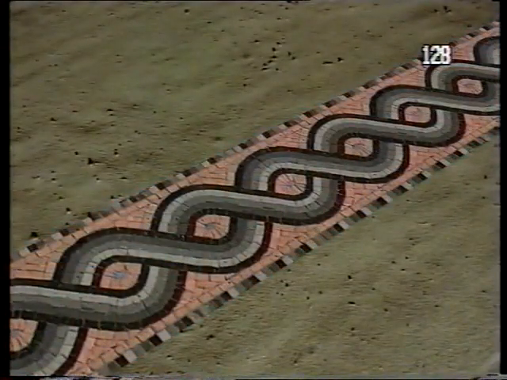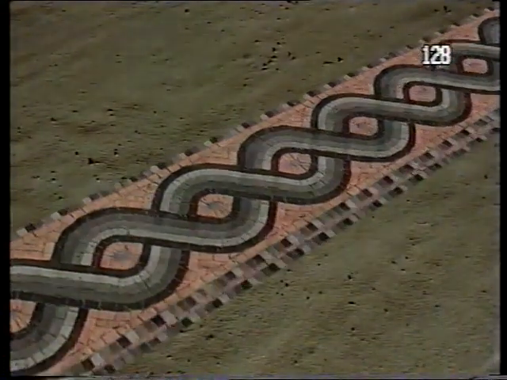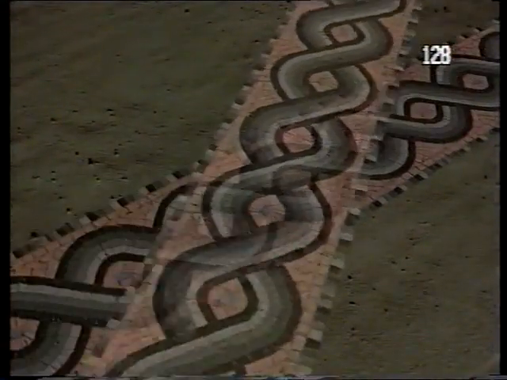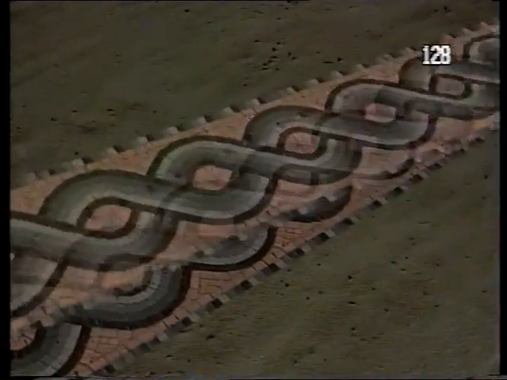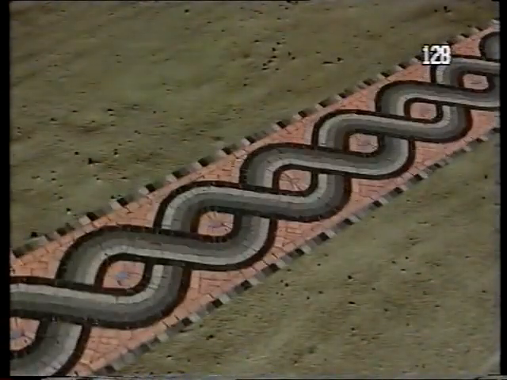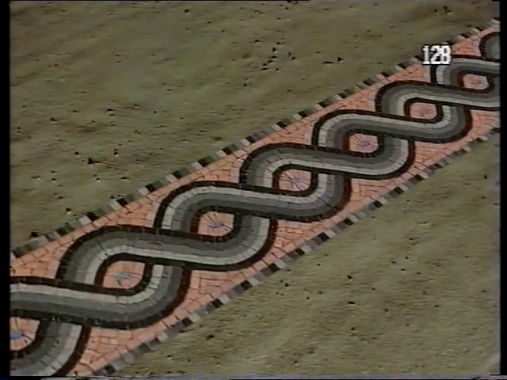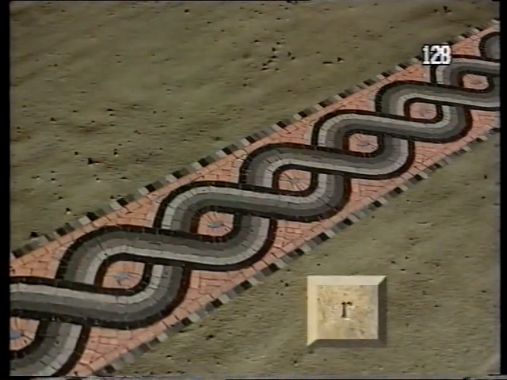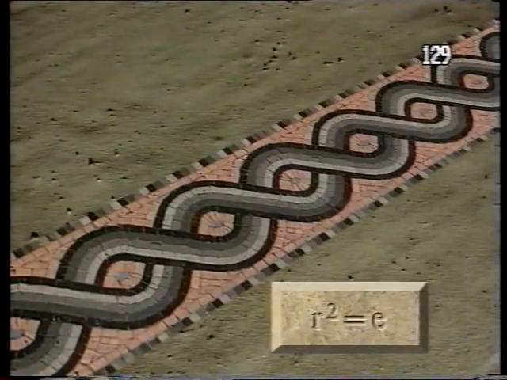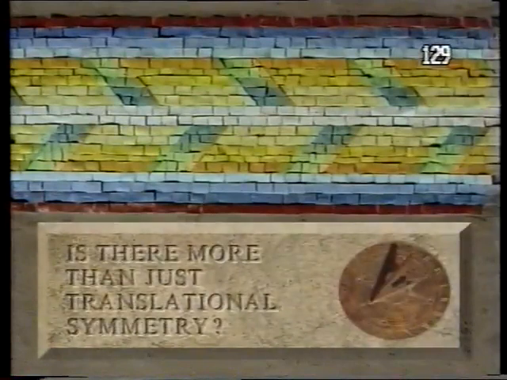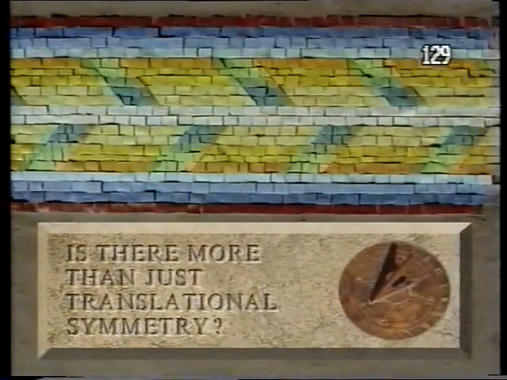Now this frieze doesn't have any reflectional symmetries. But if I turn it around, like this, then you can see that there's a rotational symmetry. We'll call this the rotation R. Again, R composed with itself is E. But what about this frieze? There are no reflections and no rotations, but surely there's something more than just translational symmetry.